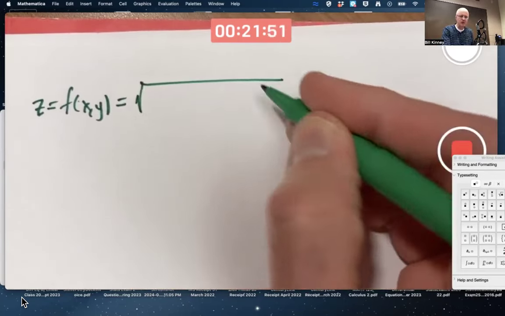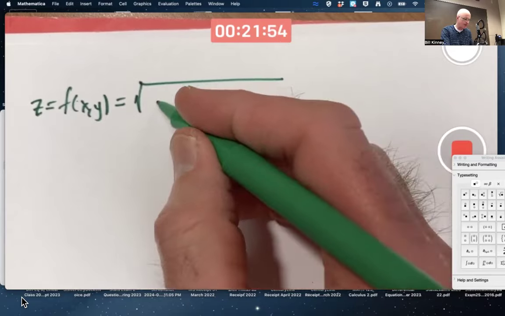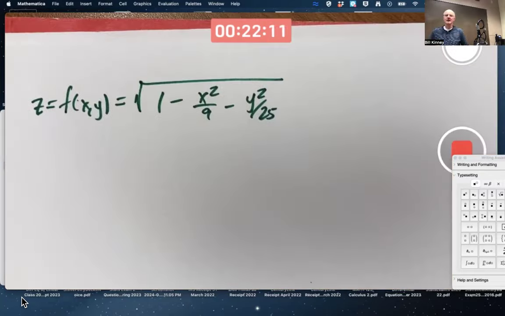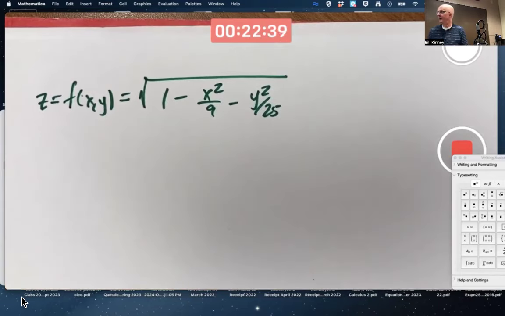Take f of x, y to be the square root of, say, something like 1 minus x squared over 9 minus y squared over 25. I'm interested in optimizing this function, finding its maximum and minimum values. We have to be a bit more careful about domains. When you say find max and min values, what domain are you talking about? If it's not specified, it's the maximum possible domain, the biggest possible subset of the plane on which this function is defined, giving you real outputs.